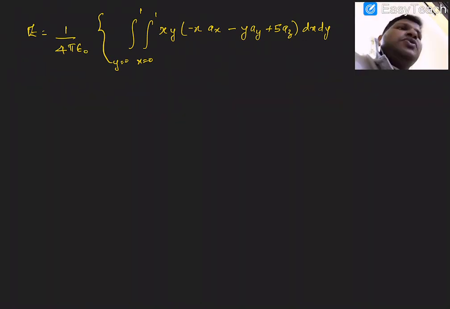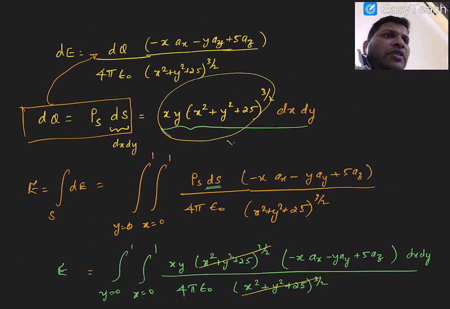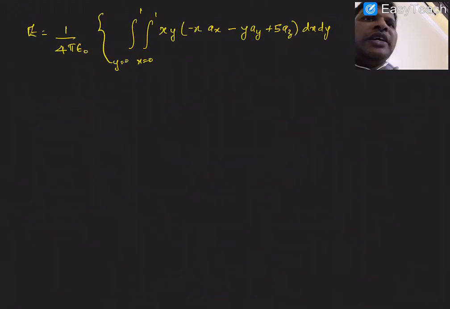And you know that the charge density is given in nanocoulomb. So don't forget that. This charge density rho s is given in nanocoulomb per meter square. So whatever you are calculating, you have to multiply this with 10 power minus 9. So everywhere you will be multiplying with 10 power minus 9, so you will get 10 power minus 9 here also.